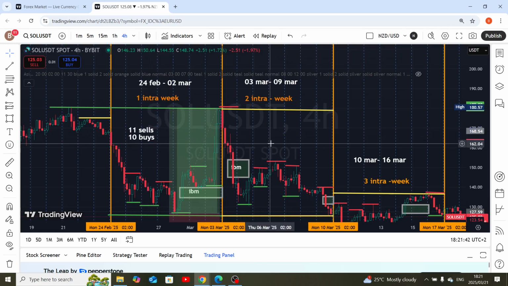So for that weekly contract, for the first intra week, we had 11 sell orders and 10 buy orders. Do you see? So what does that say? It tells you that institutions expect the market to fall for the next intra week. So we expect the market to drop for the next intra week. We expect the market to fall, right? So this is not complicated, guys.